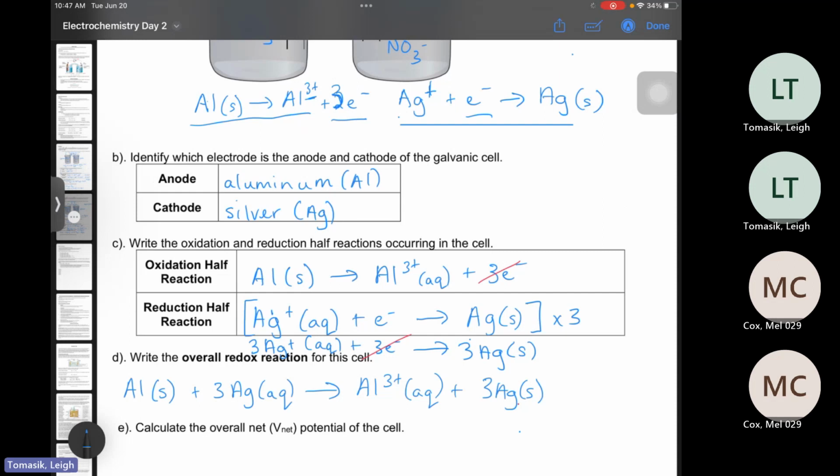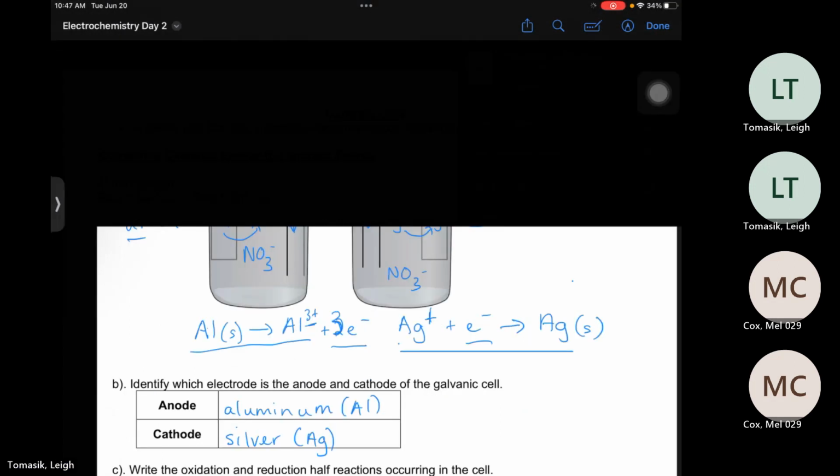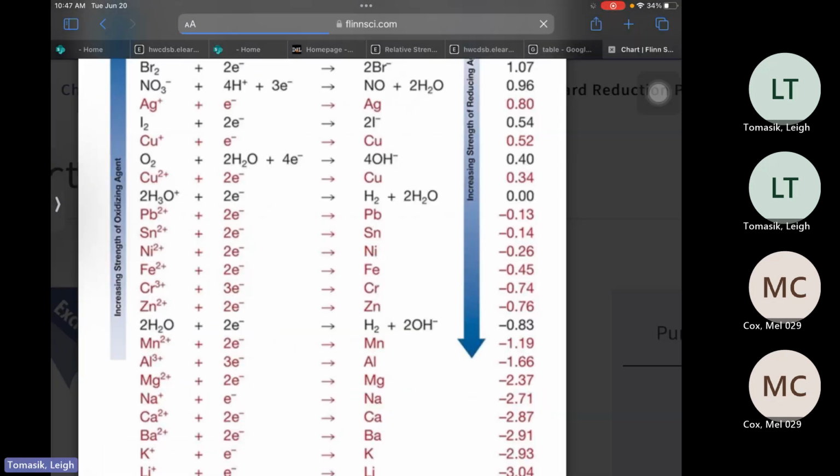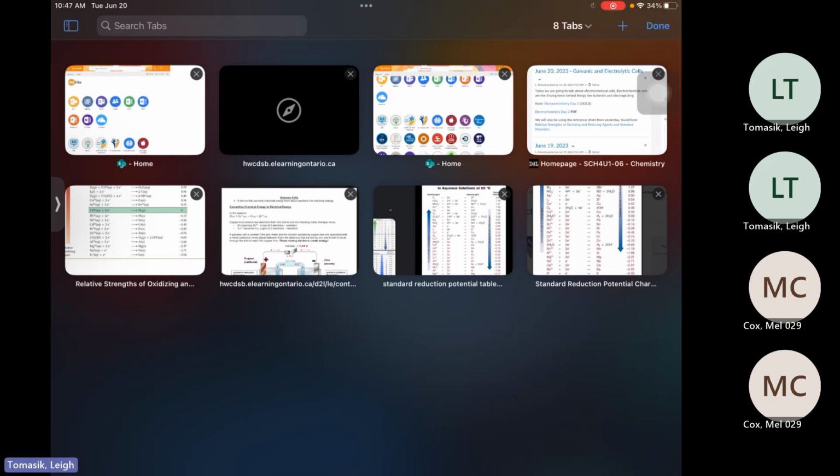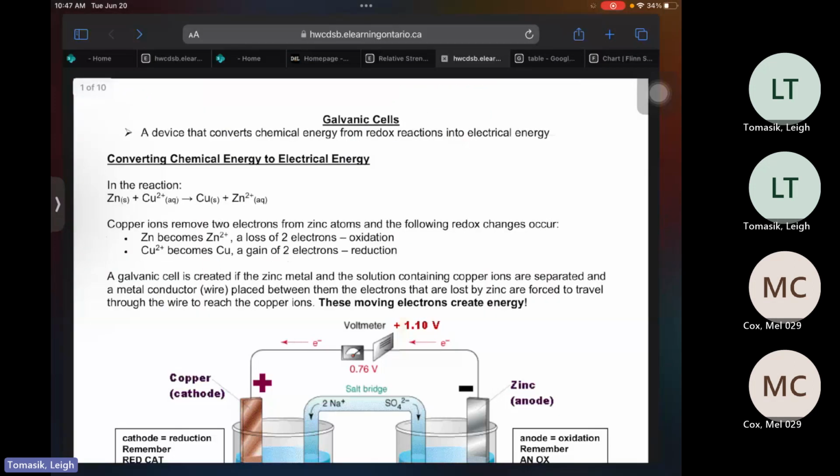Now we have to calculate the reduction potential. One thing that you should know is that multiplying a reaction does not change any of the reduction potentials. So we're not going to multiply any of the potentials by 3. So we will go back and look up our potentials: silver is 0.80 and aluminum is negative 1.66. But remember that the sign of it will change.